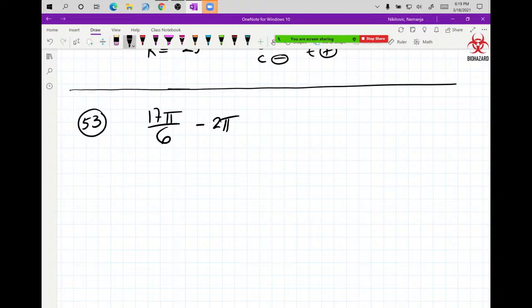If we get a negative number, then the angle was in the first circle. But if we can take away 2 pi and have a leftover, then that's already a second circle, right? You made a full loop around the circle, and then you went to your angle. Okay, so 2 pi, the common denominator is 6, so that's 17 pi minus 12 pi, 5 pi over 6.